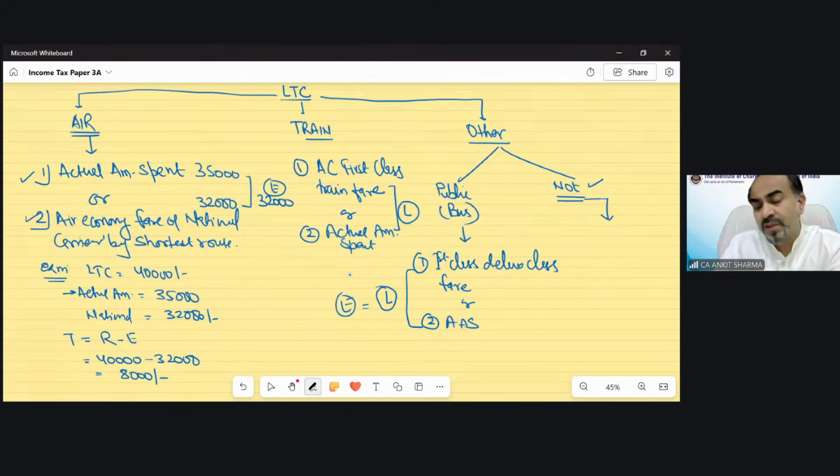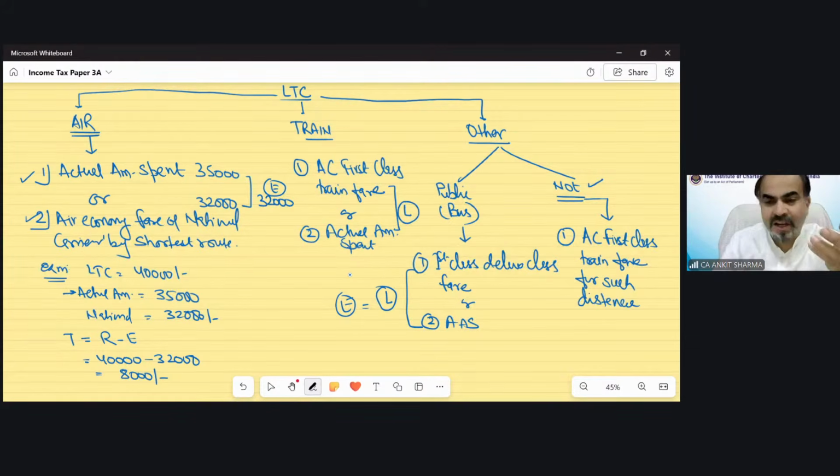Suppose there is no public transport exists. Now this is interesting. Now it says you need to take AC first class train fare for such distance. Because actually train is not available. That's why we fall in this point. But we know where we are going to travel.